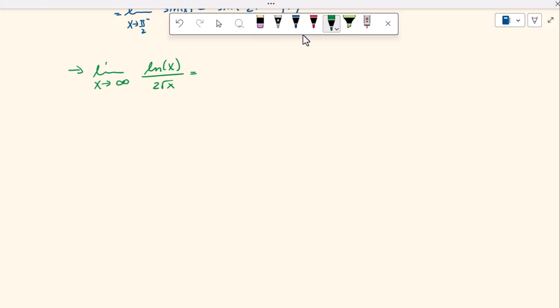So the natural log as x goes toward infinity, well, the natural log graph looks like this. So as x goes toward infinity, you can see that it's increasing very, very slowly, but it's still increasing. So this is equal to infinity over infinity, because 2 times the square root of infinity is infinity. So this is indeterminate, L'Hopital's, which means to do more work.